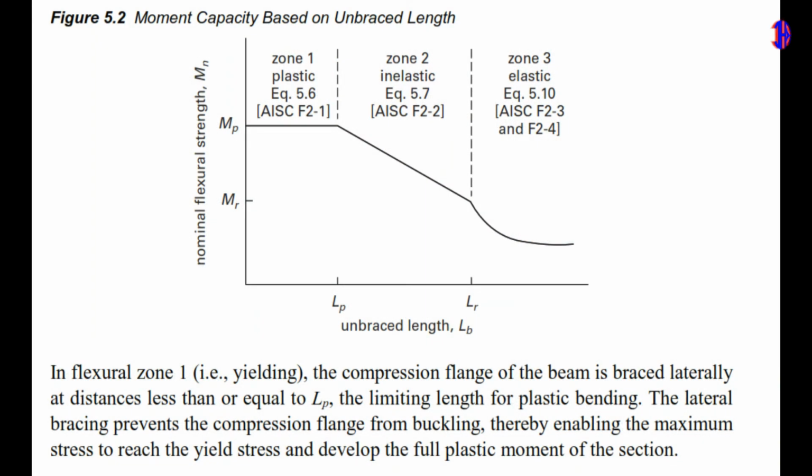In flexural zone 1, illustrative example, yielding, the compression flange of the beam is braced laterally at distances less than or equal to LP, the limiting length for plastic bending. The lateral unbraced length, LB, bracing, prevents the compression flange from buckling, thereby enabling the maximum stress to reach the yield stress and develop the full plastic moment of the section.